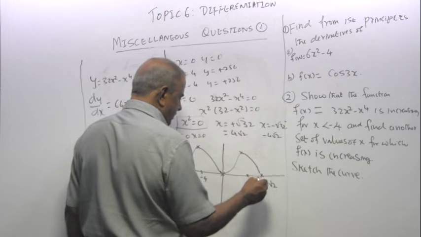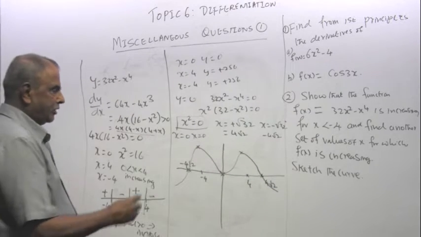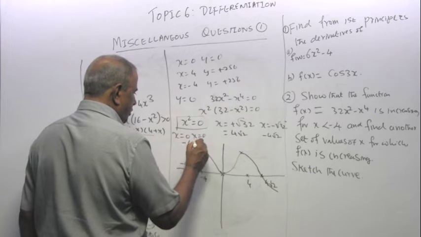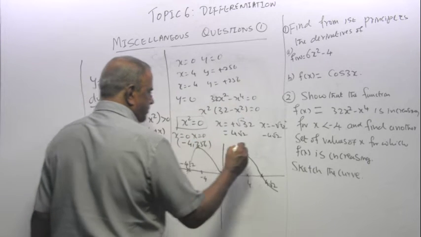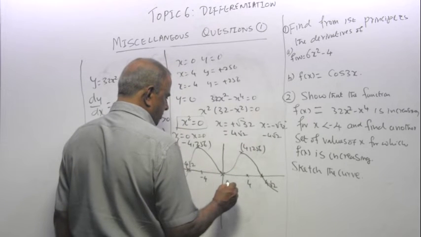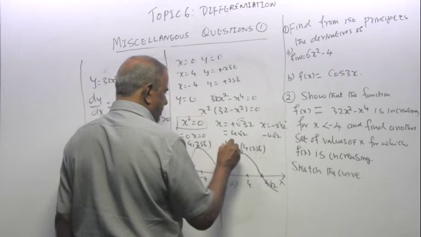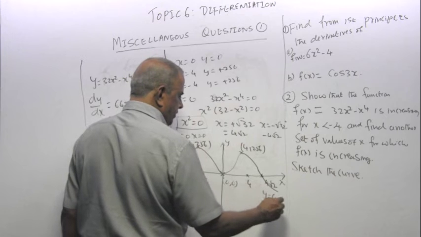See, you don't even have to find the maximum, minimum points. You're able to draw the graph. So that point, minus 4, 256 is the maximum. 4, 256 is the minimum. I'm sorry, both are maximum. 0, 0 is the minimum. That is your graph of y equal to f of x.